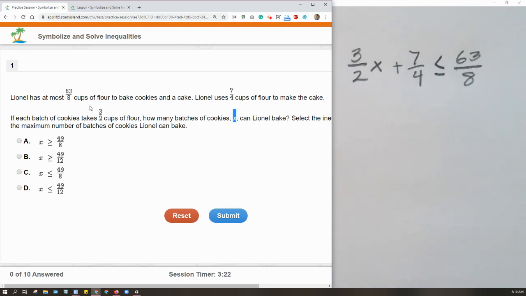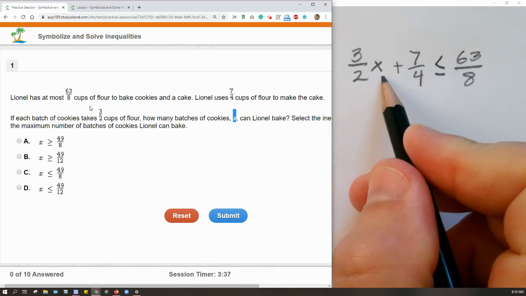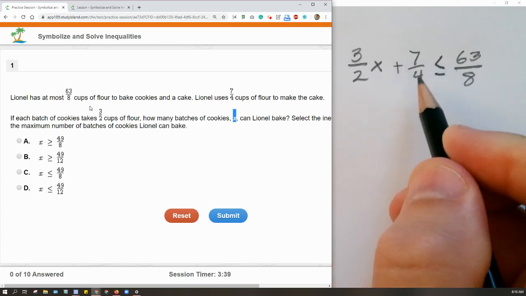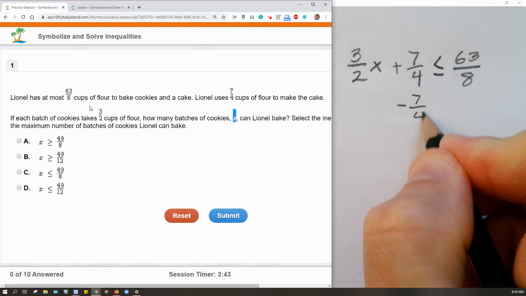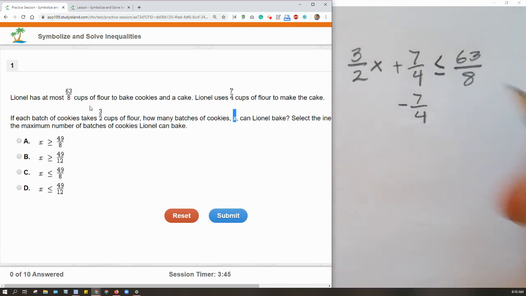And so now we're ready to go. Now we have fractions in this problem. There's a couple different ways to do problems like this. You could just do the problem normally as if they were regular old numbers. If you're comfortable adding, subtracting, multiplying, dividing by fractions, then you don't have to do anything special. I have 3/2 times X plus 7/4. I want to get rid of the 7/4 by subtracting it. So minus 7/4. If I do that to one side, I have to do it to the other.